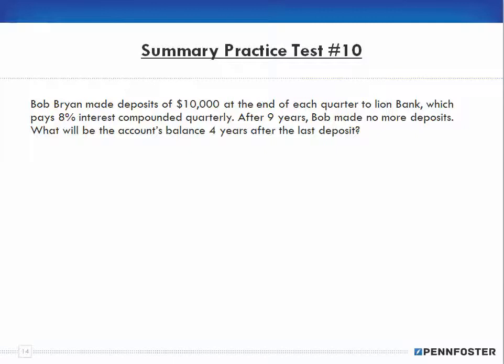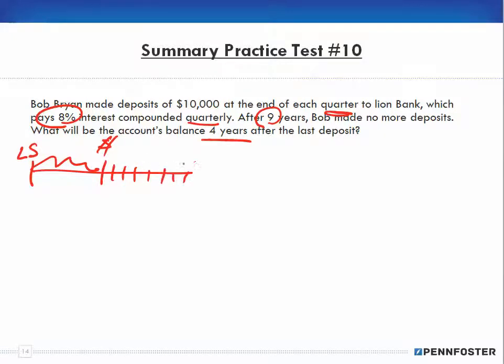Bob Ryan made deposits of $10,000 at the end of each quarter to Lion Bank, which pays 8% interest compounded quarterly. After 9 years, Bob made no more deposits. What will be the account's balance 4 years after the last deposit? Right, so this is kind of like the opposite of the previous problem. In the previous problem, we had a lump sum that accrues interest over this time, and whatever that dollar value is, we keep it as an annuity and take payments on it over the course of a number of years.